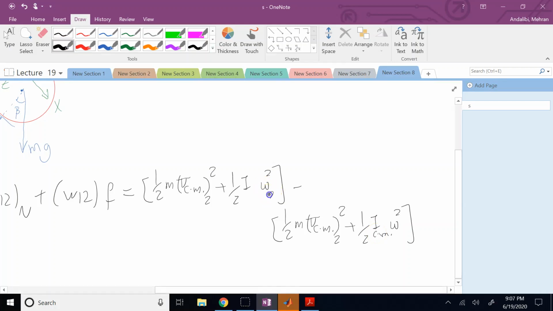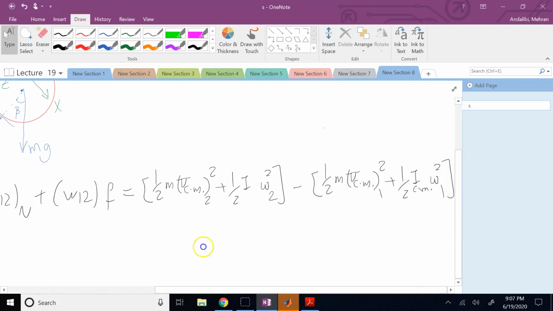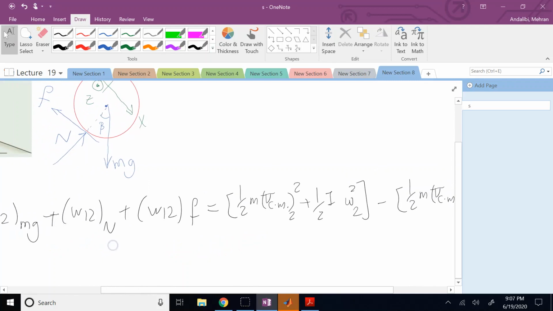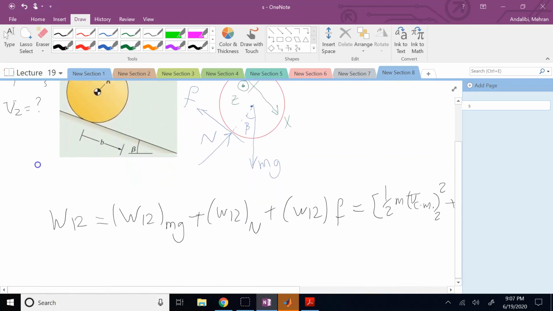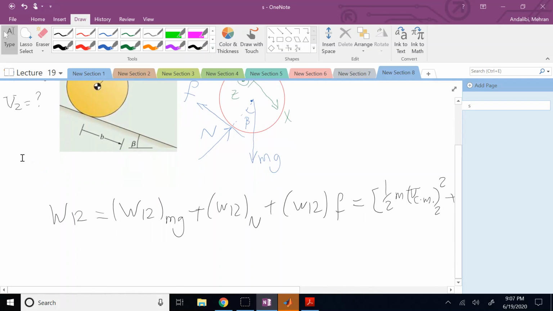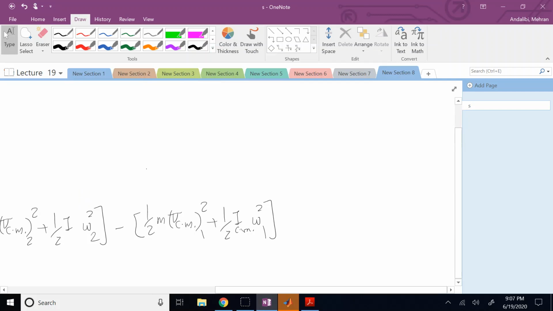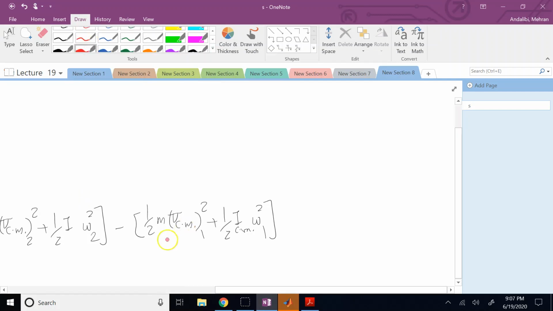Except instead of position 2, it is in position 1. Okay, so this is the principle of work energy, and maybe I wrote this too big, but that's okay. We know that the initial kinetic energy is 0, so nothing here.